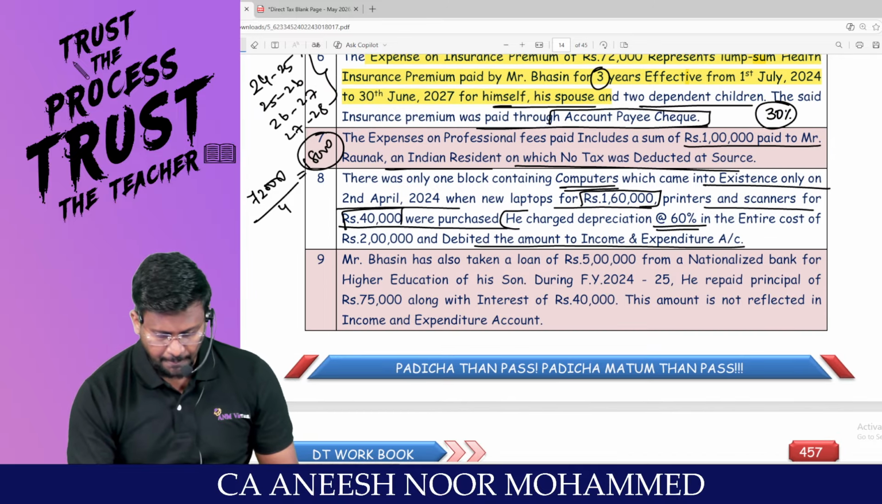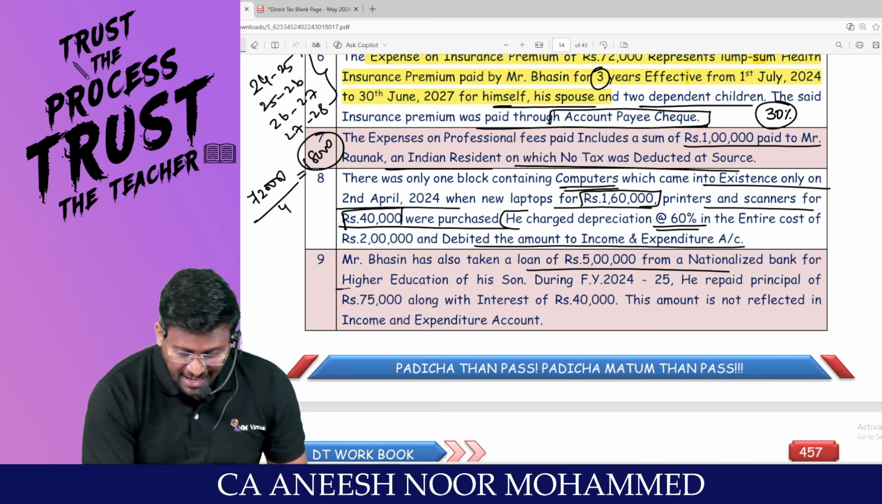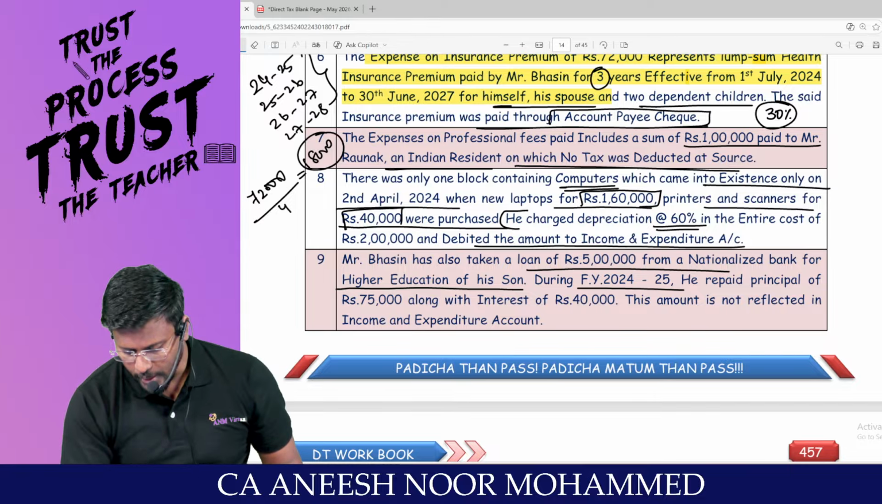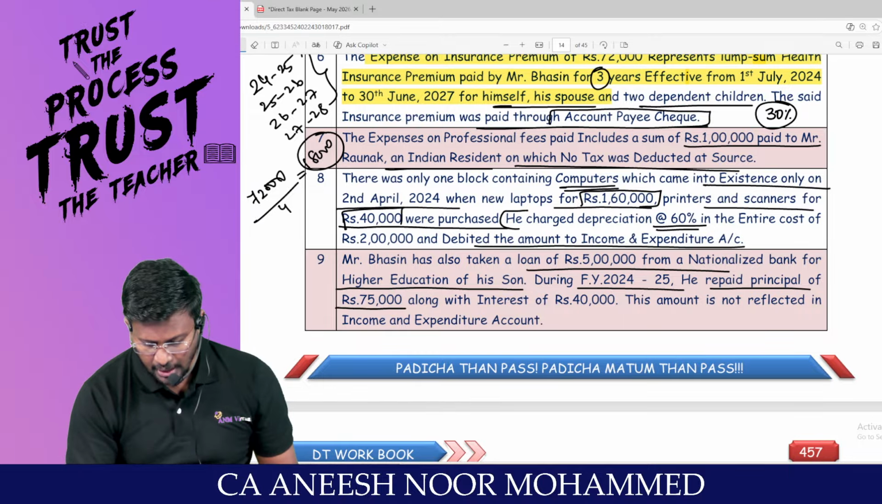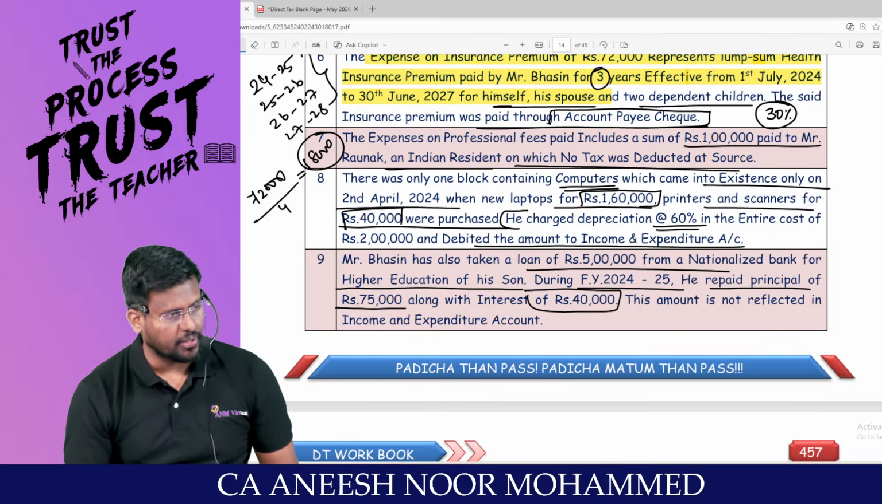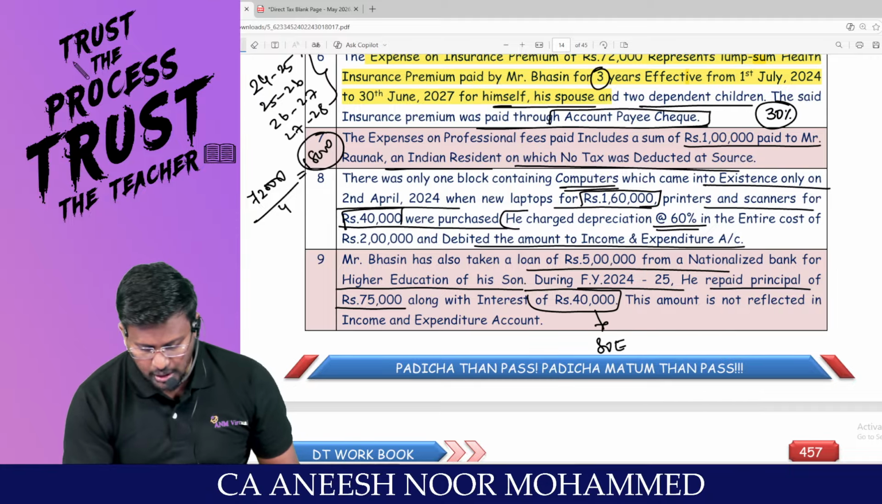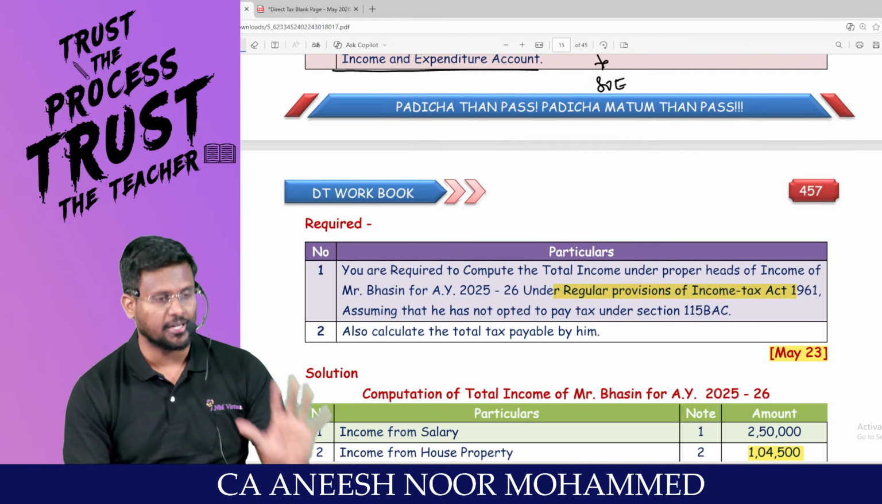Are you all really with me? Mr. Bashin has also taken a loan of 5 lakh from a Nationalized Bank for the higher education of his son. Son is an eligible family member. During 24-25, he repaid principal of 75,000. There is no deduction for principal. Along with interest of 40,000, it can be claimed as deduction under 80E. This amount is not reflected in the income and expenditure account. Thank you. So no PGBP adjustments are required.